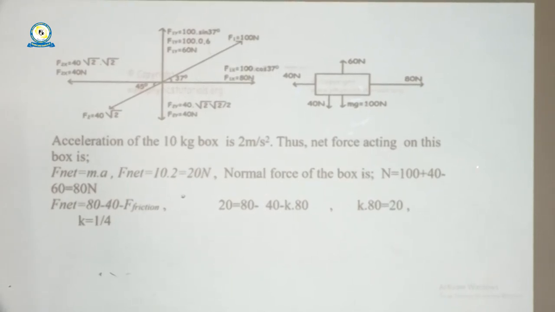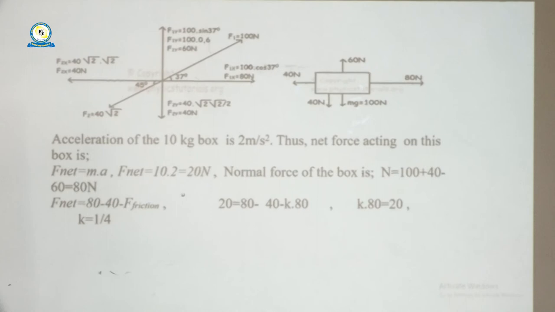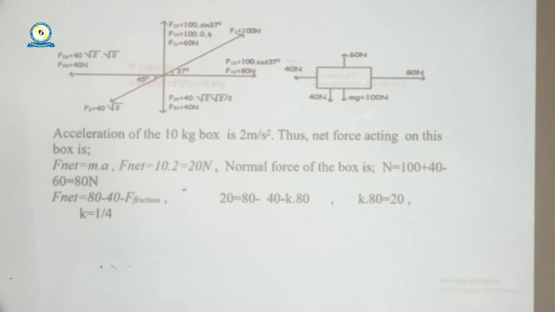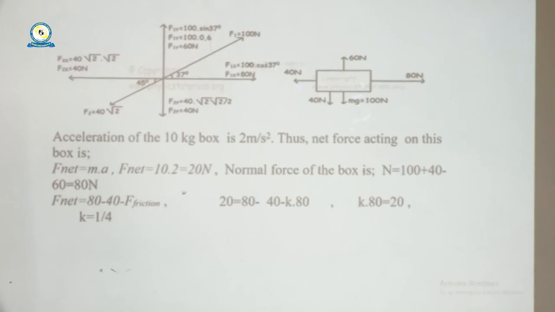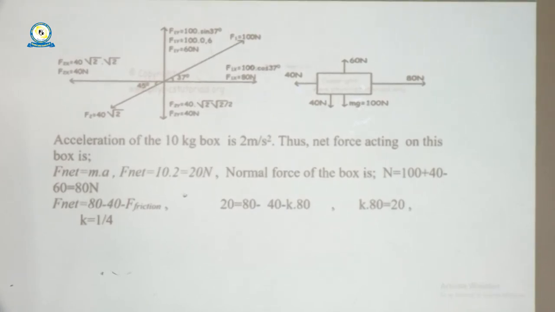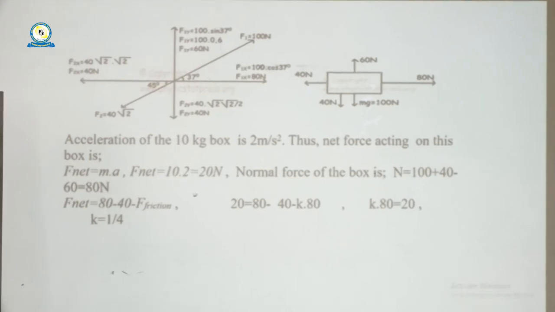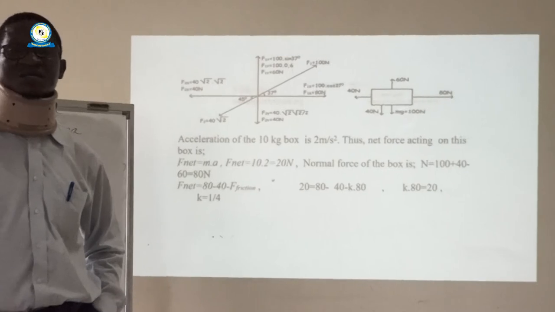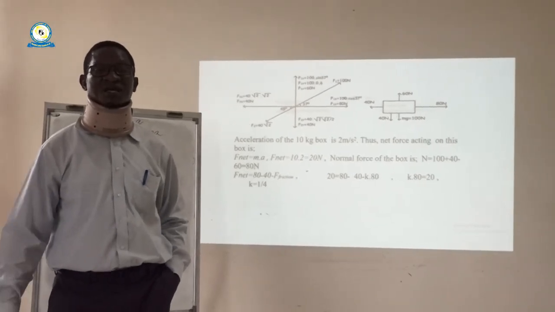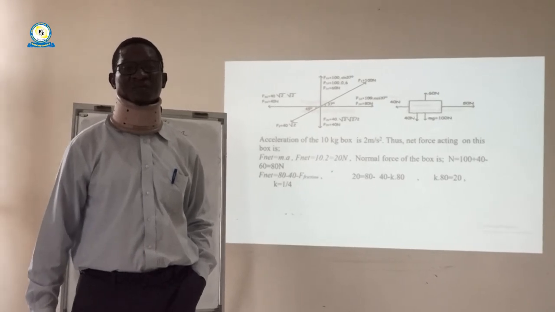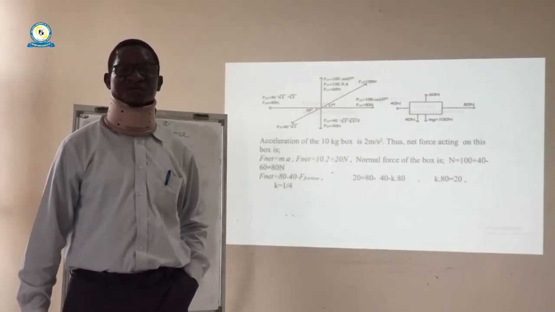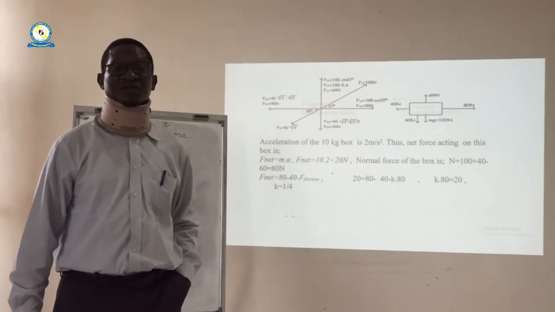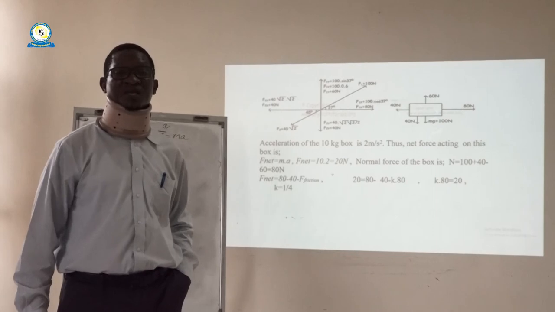Mu mg, where mg is the normal force. So the acceleration of the box is 2 meters per second squared. The net force acting on this box along the horizontal direction, in the x axis direction, F net, is equal to M times A.